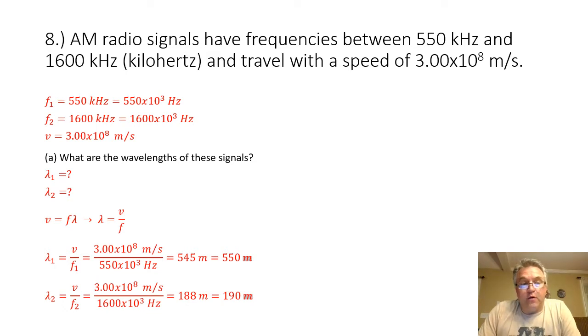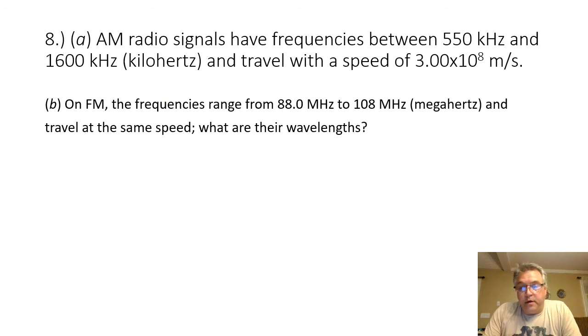My second wavelength for the 1600 kilohertz frequency is going to be my wave speed of 3.00 times 10 to the 8th meters per second, divided by that frequency, 1600 times 10 to the 3rd hertz. Remember, we always have to convert to hertz. And do that math out, and I'm going to get a wavelength of 188 meters, which would round to 190 meters to two significant figures.